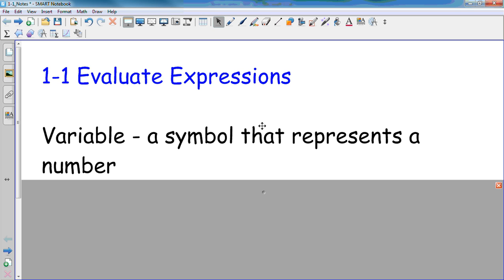In our case, a lot of times in algebra we use letters. We use X, Y, Z a lot. We use A, B, C. We use all kinds of letters. A variable is a symbol that represents a number, a letter that represents a number. You may not know the number, or you may, but it is a letter or a symbol that represents a number.